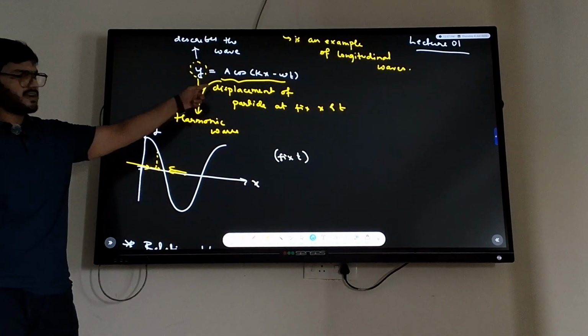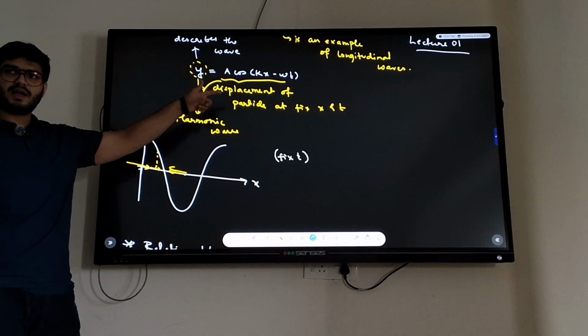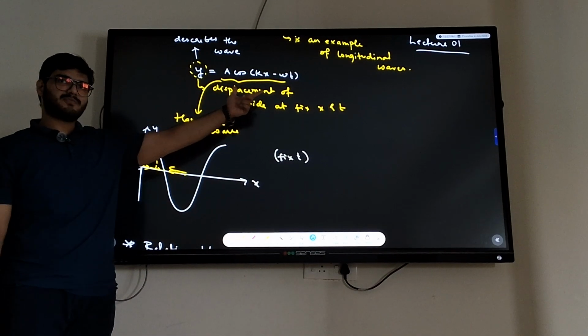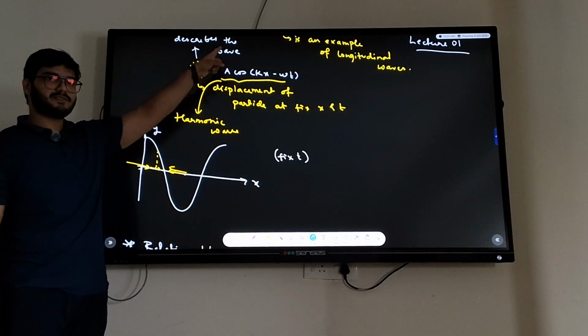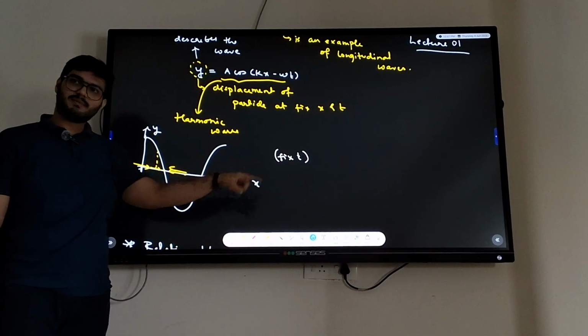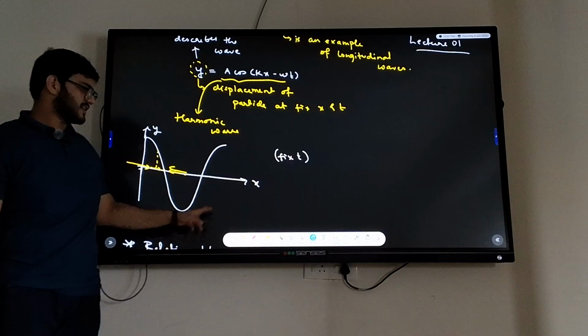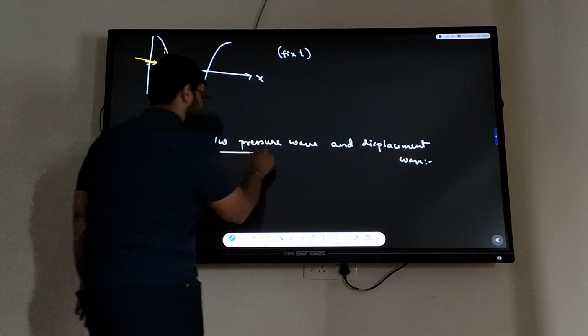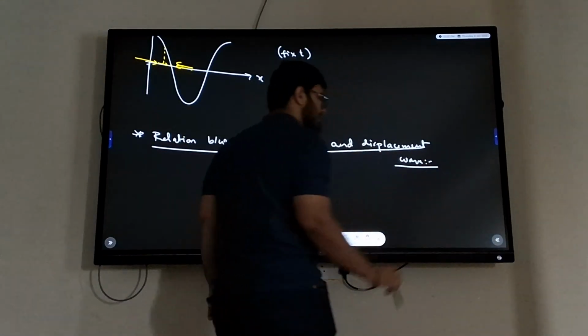And why did I write all of this? Because I wanted to highlight that up until now, we were tracking the displacement of particle, and that was describing the wave. Now I will track some other physical quantity, and let's try to do that. Relation between pressure wave and displacement wave. Okay?